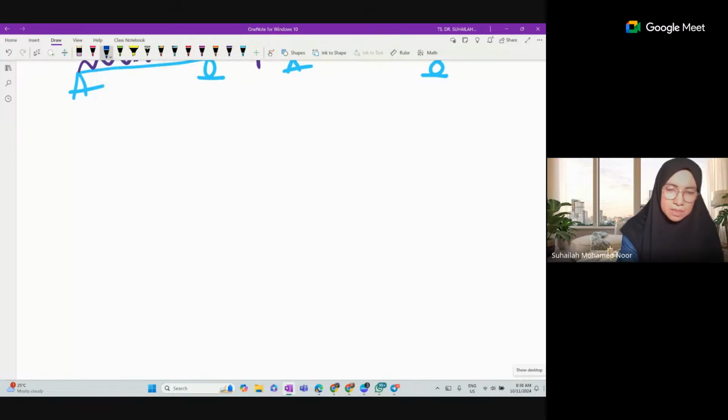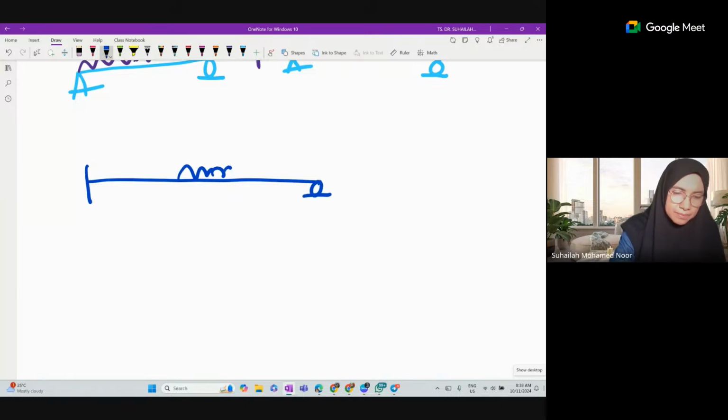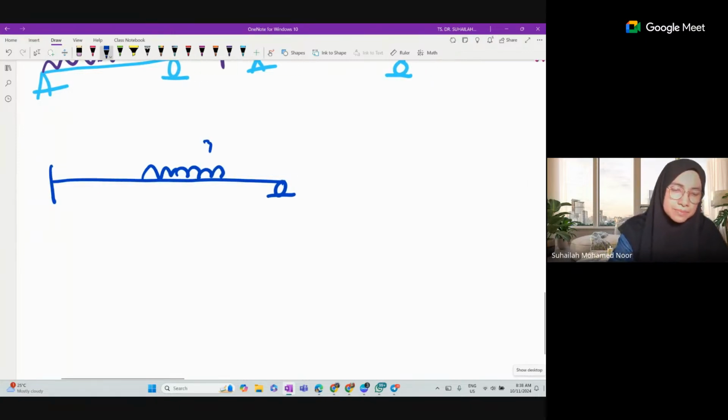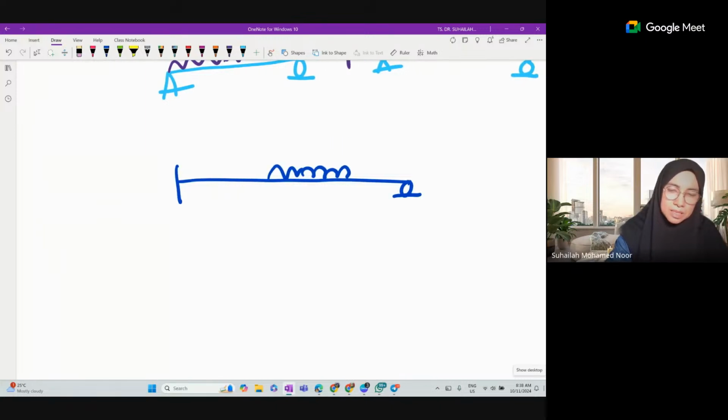Let's say we have this. This is fixed, this is roller. We have loading like this, a point load here. So many, but it doesn't matter. This is 10 kilonewton per meter. This is a beam with one end fixed and one roller, so it is an indeterminate beam.